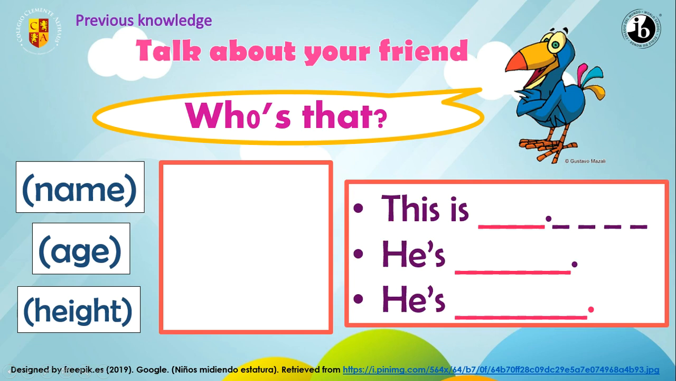For example, let's say that my friend is Pepito. This is Pepito, P-E-P-I-T-O. He's 7. He's 1 meter 20. Okay? So that is what you have to do. You have to describe a friend. You have to introduce a friend by saying those sentences. And that's it. You have to finish in your notebooks, okay?